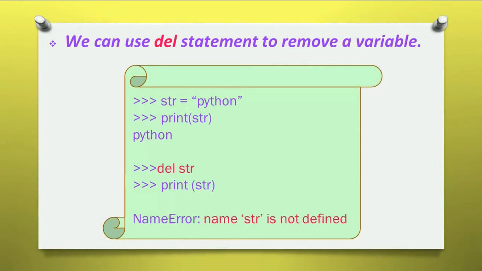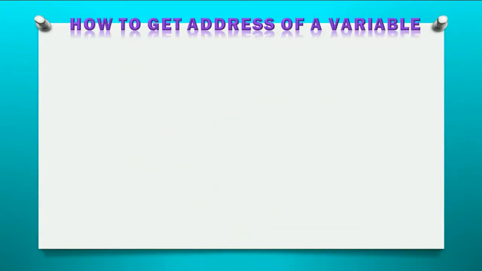Now if you try to print str, it will generate an error because we have already removed str from the memory. So it will throw an error that is name str is not defined. How to get address of a variable? Let us see.